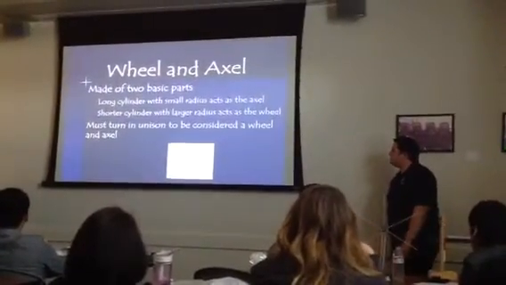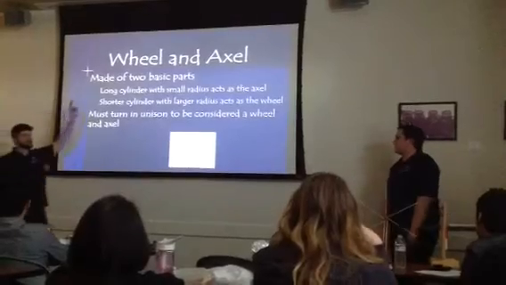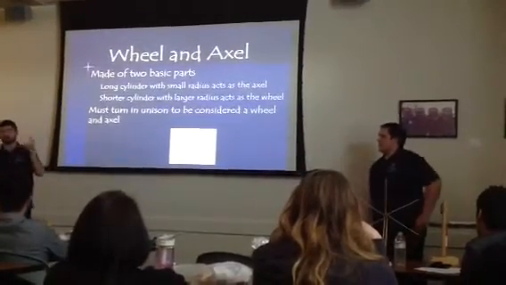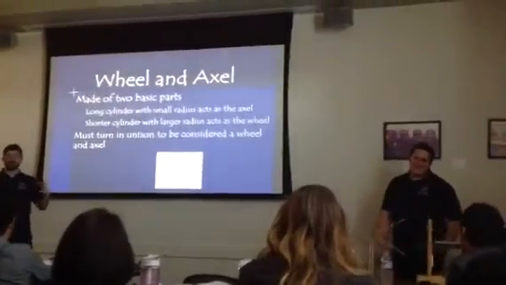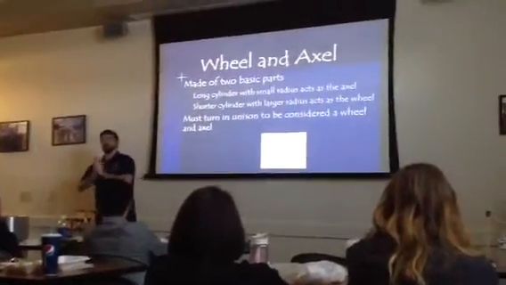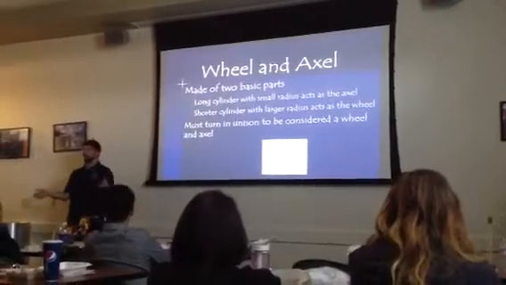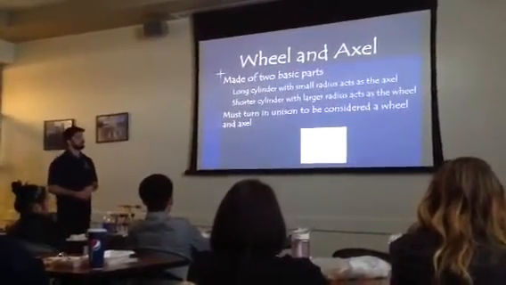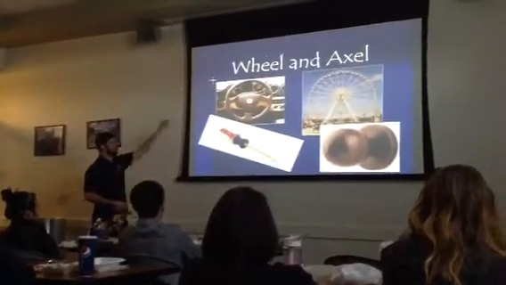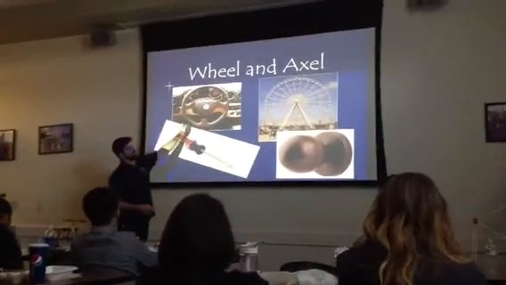Next we have a wheel and axle. Again, it consists of 2 parts. The only simple machine to have 2 parts, so it's the most complex of all the simple machines. But the wheel and axle are directly connected and they move together. So anything with a handle that you can turn is a wheel and axle. So a steering wheel is an example of a wheel and axle.